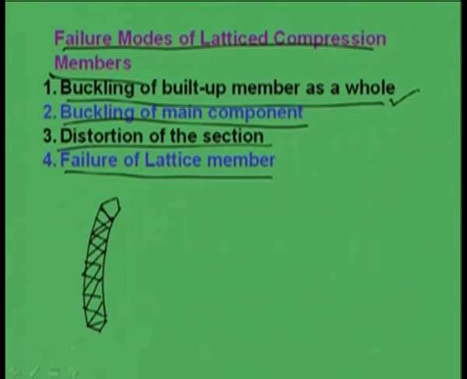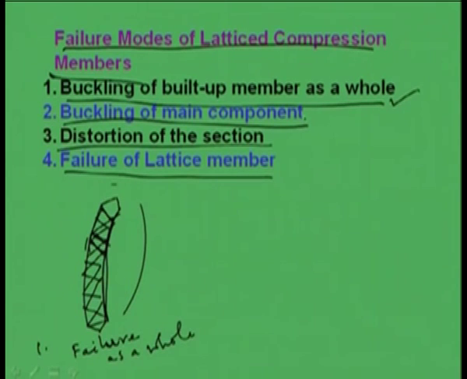So, this is basically failure as a whole. Buckling of built up member, that is failure as a whole. That means the whole system is buckling. The main member is going to buckle, as well as these are also going to buckle because of the failure of the main member, right.